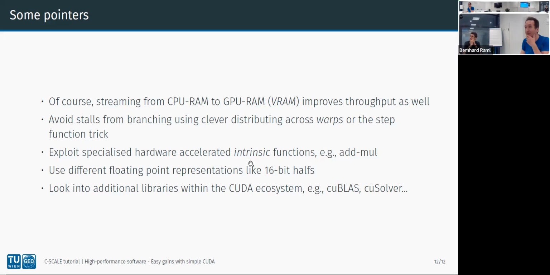Of course, there are specialized intrinsic functions that work much faster, which have special hardware implementations that you can use. You find them in the CUDA documentation. You can also look into using halves, which are well supported in CUDA and on CUDA devices, because they are very popular for machine learning tasks.